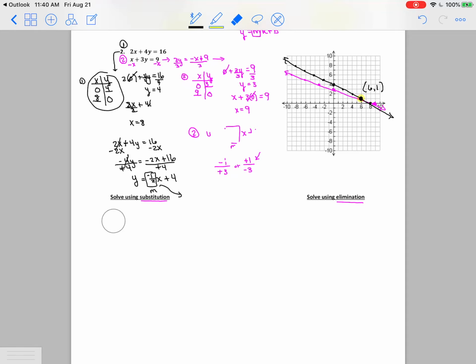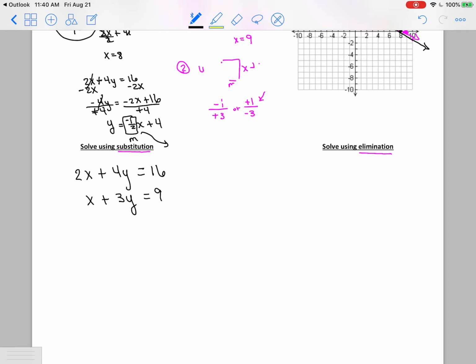Okay, let's bring both of these equations down. 2x plus 4y equals 16, and x plus 3y equals 9. All right, so using the substitution method, we can see that this equation would be a lot easier to rewrite in terms of our x. We're going to try to isolate our x because it's by itself, it doesn't have a coefficient here that we need to divide out, other than 1, of course. x is equal to negative 3y plus 9.